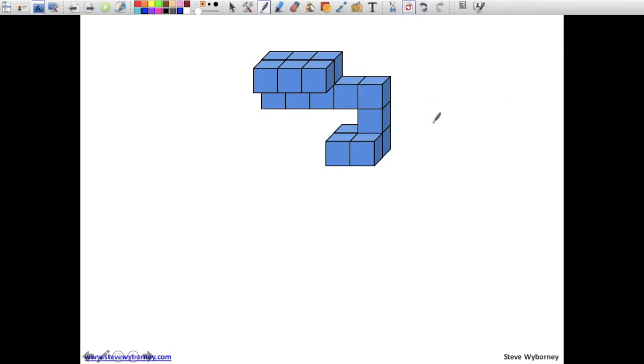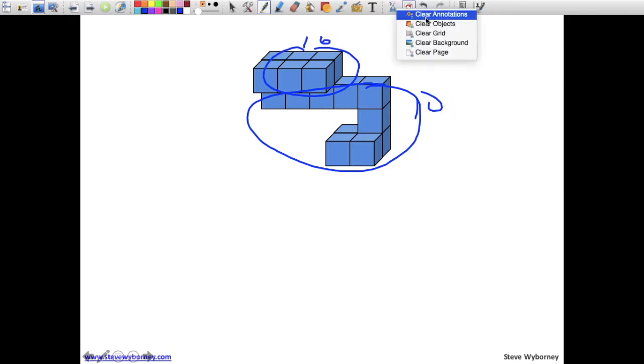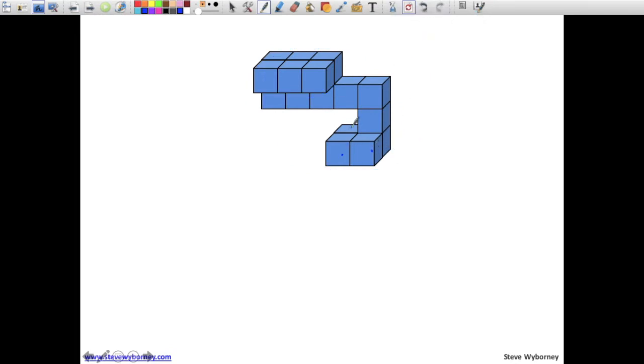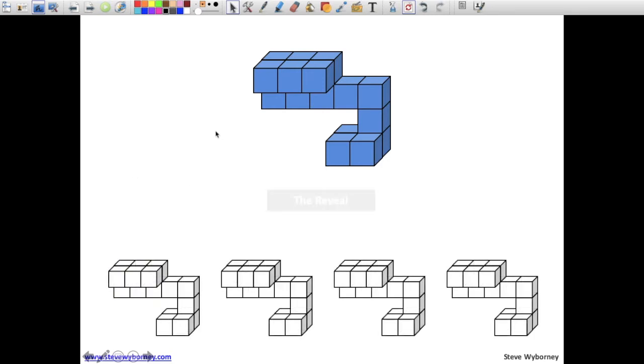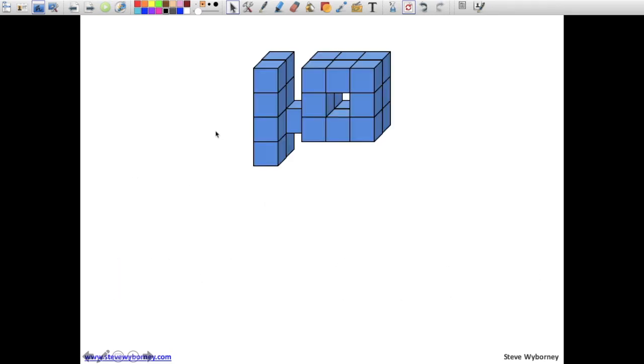Interesting. Let's see how we can group this. 1, 2, 3, 4, 5, 6. Well, there's a 10 over here and a 6 over here, right? We could have done that. Or you could have moved these 1, 2, 3 cubes over here. That still gives me 9, right? 1, 2, 3, 4, 5, 6, 7, 8, 9, and then plus a 6, 15. All right, so interesting how you would group it. 16 cubes. Okay, last one.